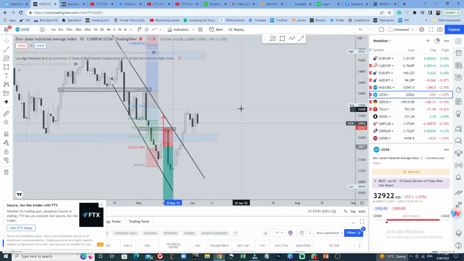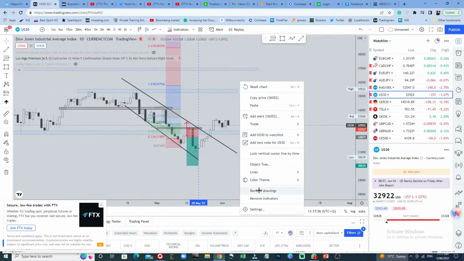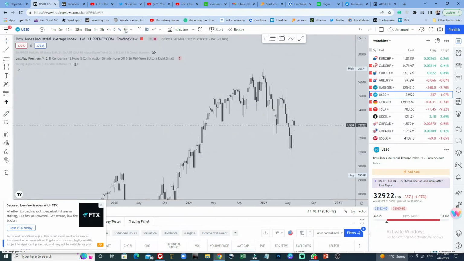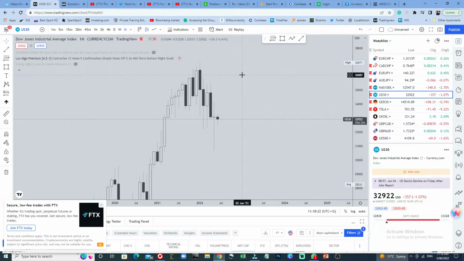Indices, US 30. Now US 30. Now we're going to clear what we've drawn here. Go back to our calculations and our analysis, and what we want to do is first of all go to a higher time frame, let's say the weekly or even the monthly first of all, and what we want to do is identify the direction of the market. That's the first thing you do. Identify the direction of the market.